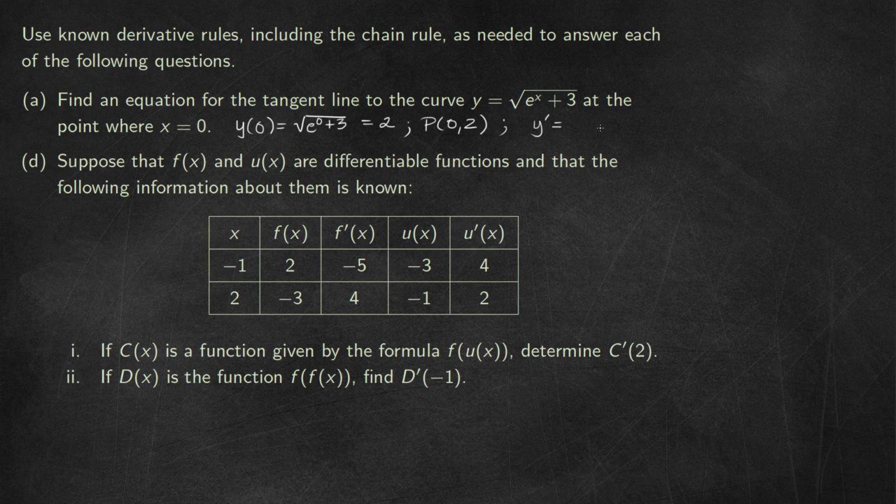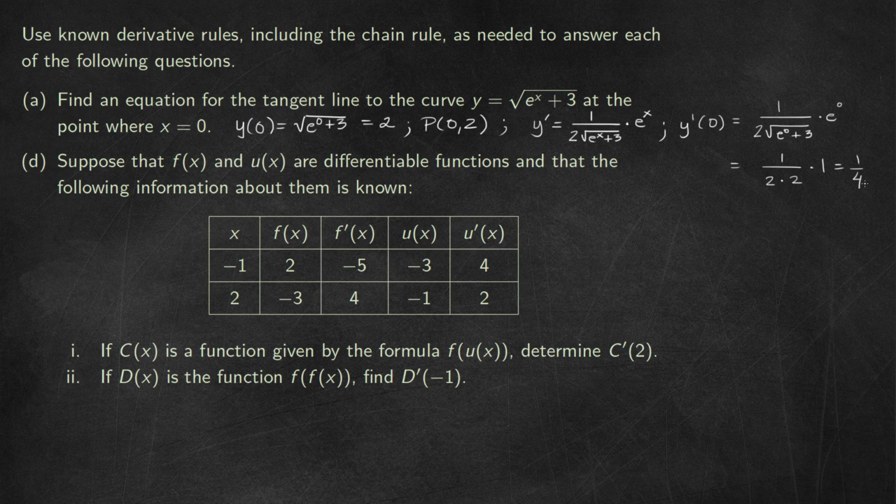So y prime, to find that derivative, y is equal to the square root of stuff. So the derivative is going to be 1 over 2 root stuff times the derivative of the stuff. And the derivative of the stuff is e to the x. So now we want y prime of 0. Y prime of 0 is going to be 1 over 2 times the square root of e to the power 0 plus 3 times e to the power 0. E to the power 0 is 1, so this gives us 1 over 2 times 2 times 1, or 1/4.